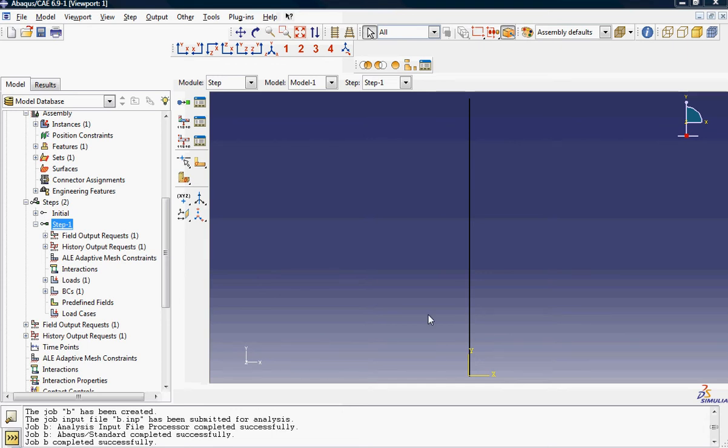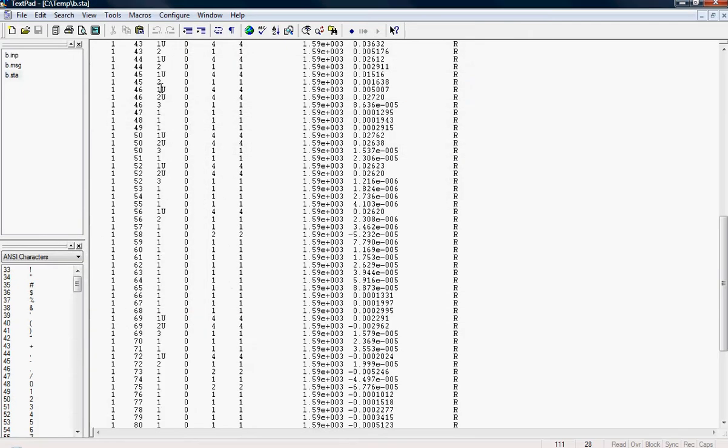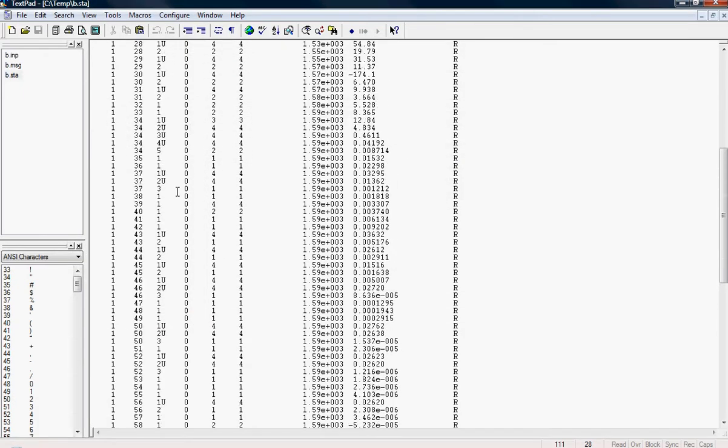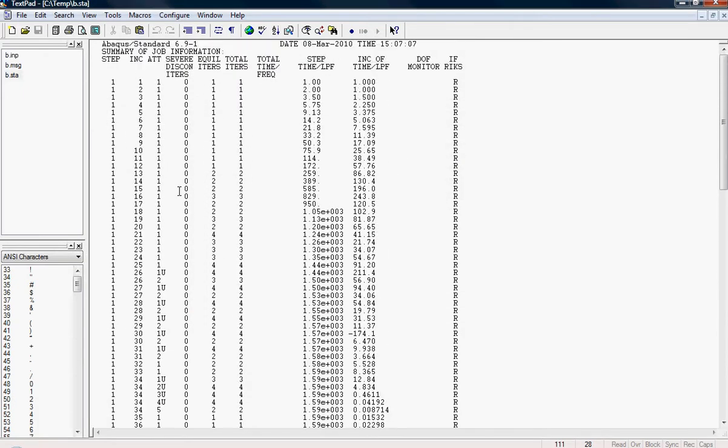So after the analysis has been done, the first thing I will check is the status file, which is the file with the extension STA. So looking at this file, this is the load proportionality factor, which tells me how much load has been applied to the structure.